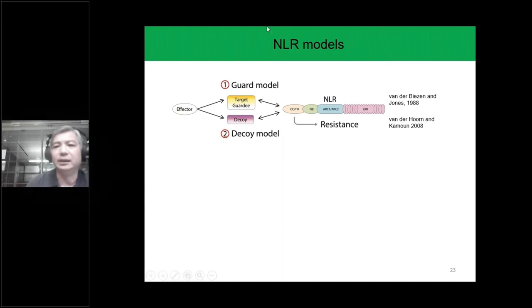In 1988, Wendt, Beason, and Jones proposed a guard model. In this model, an effector from the pathogen interacts with the guardee, and in the presence of an NLR, the interaction results in resistance. And in 2008, van der Hoorn and Kamoun proposed a decoy model. In the decoy model, the effector protein interacts with the decoy. In the presence of the NLR, the interaction results in resistance.